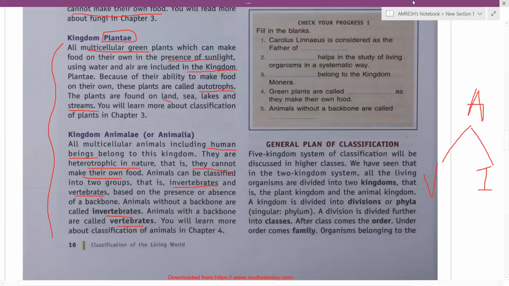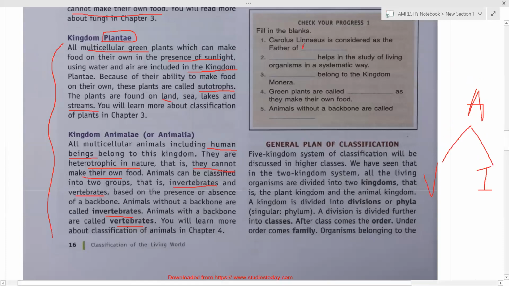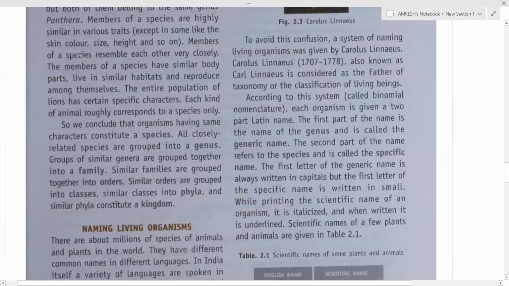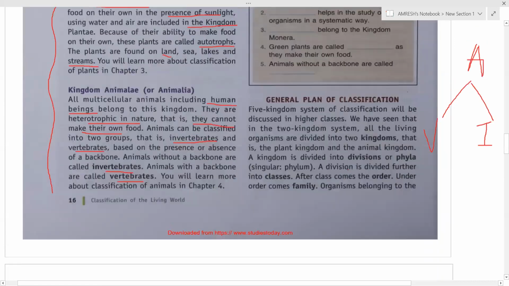Carolus Linnaeus is considered the father of nomenclature, the naming of organisms, and of classification. This helps in studying organisms in a systematic way. Classification, okay. Bacteria belong to kingdom Monera. Green plants are called autotrophs. Animals without a backbone are called invertebrates. So, the general plan of classification. What is the plan? How will we classify? Five kingdom classification will be discussed in higher class, most probably in class 8.